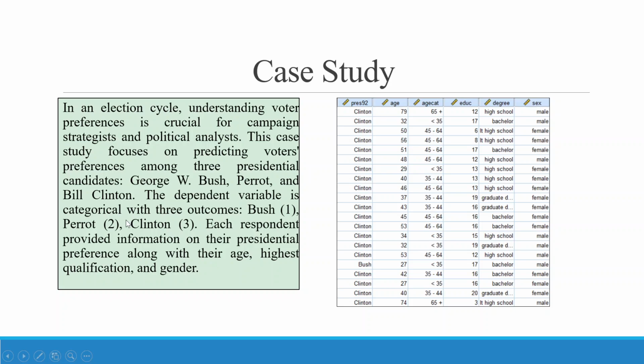The dependent variable is categorical with three outcomes: Bush, given the code 1, Barrett, given the code 2, and Clinton, given the code 3. Each respondent provided information on their presidential preference, their age, which we convert into age category, and education, which we convert into degree. If anybody has completed education till 12th, that is 12 years of education, we give the name high school; 17, bachelor; and if it is 19, graduate degree. We have also captured the gender of the respondent.